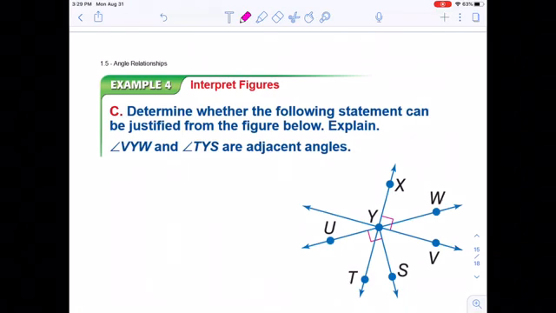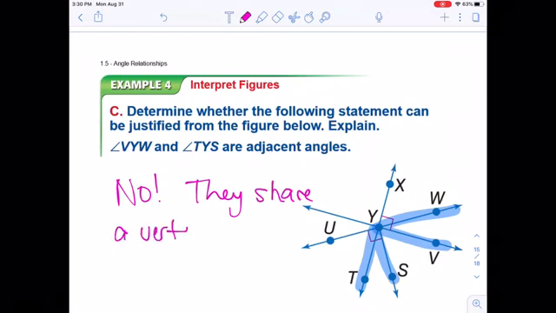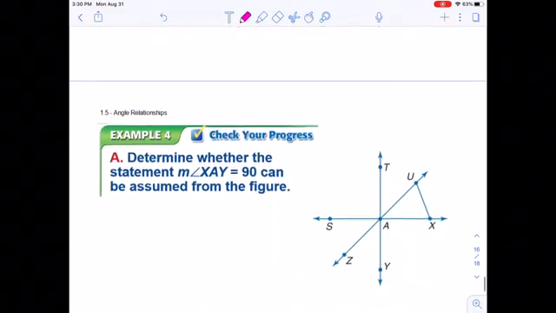Alright, this one, determine whether the following statement can be justified from our figure. Explain. Can we say that angle VYW and angle TYS are adjacent? The answer here is no. They share a vertex, but not a side, so they are not adjacent.